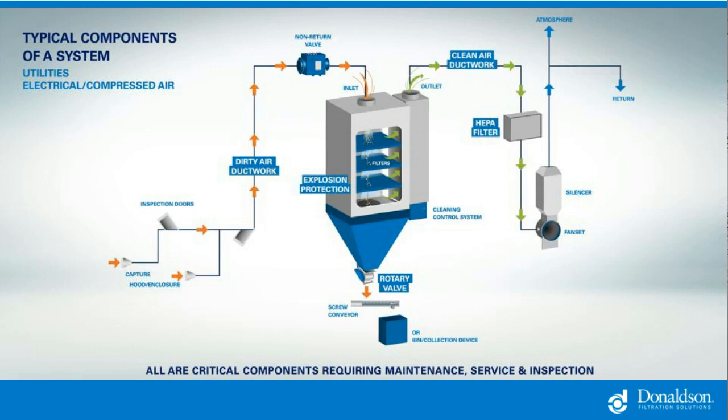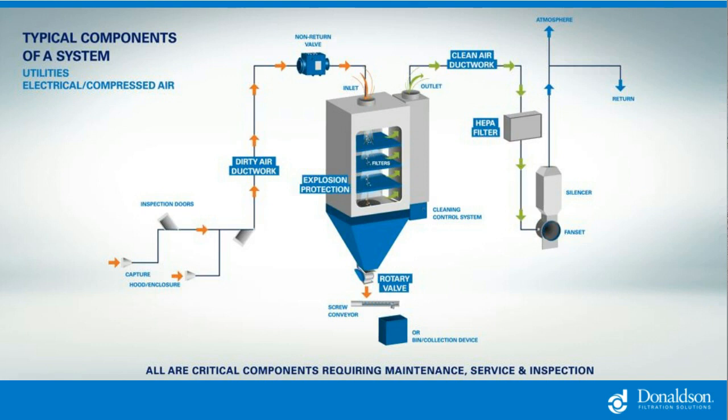And then once the dirty air is entering the dirty air chamber of the collector, material is being collected on the outside of the filters, with clean air passing through into the clean air chamber. The collected material is typically then pulsed off the cartridges, dropping through the hopper.